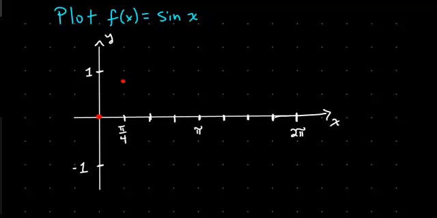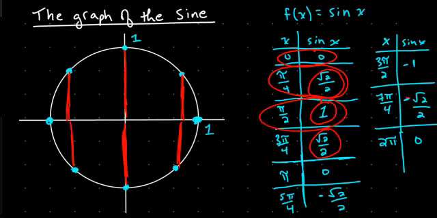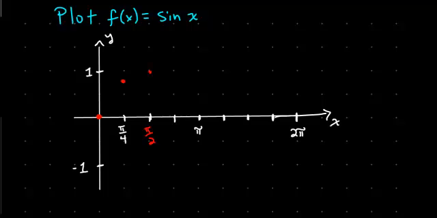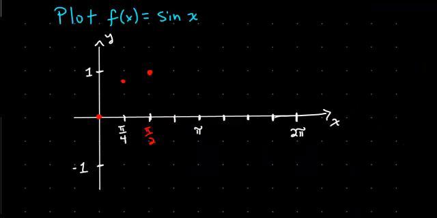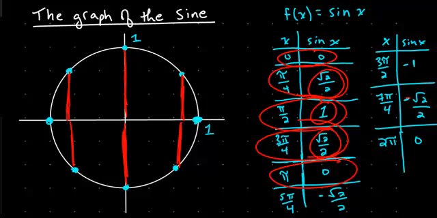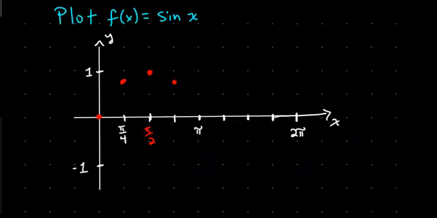And at 2 pi over 4, which is this, which was pi over 2, we got 1. So the height there was 1. The next one was 3 pi over 4, where we get root 2 over 2 again. It's the same height as that one. Okay? At pi, what did we get? We got that the height is 0. So that gives me that point.